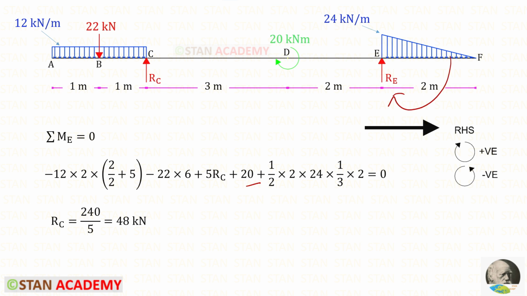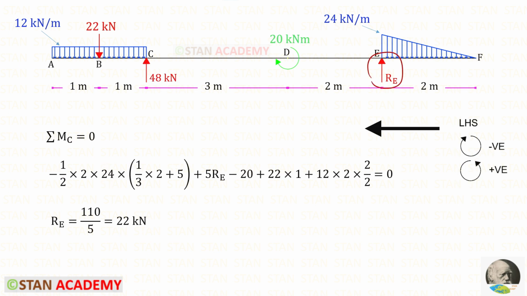For the UVL, we have to multiply the area with the centroid distance. We know the area formula of a triangle, half into B into H. Here the breadth is 2 and the height is 24. So this is the area. The centroid distance about E is 1 upon 3 into breadth. The breadth is 2, so it is 1 upon 3 into 2. In this way for RC we will get 48 kN.